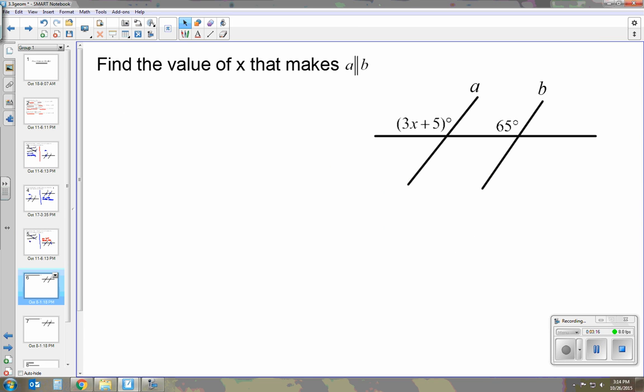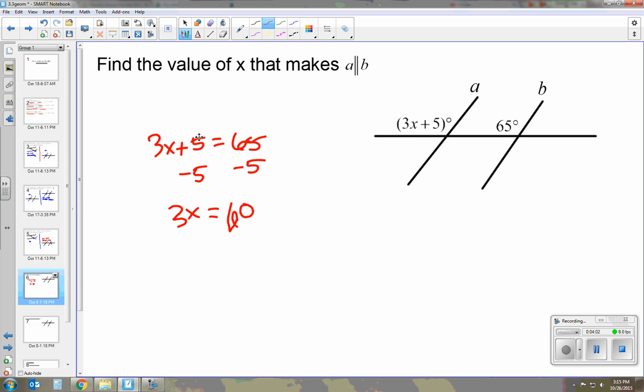Now this one says find the value of x that makes A parallel to B. These two angles that they gave us are corresponding. And we know for the lines to be parallel, corresponding angles have to be equal. So we're going to set these equal. My smartboard isn't working today. So we're going to have 3x plus 5 equals 65. And then we just solve for x. We subtract the 5. We get 3x equals 60. Divide by 3. And we get x equals 20. And that's going to be the answer for that one.